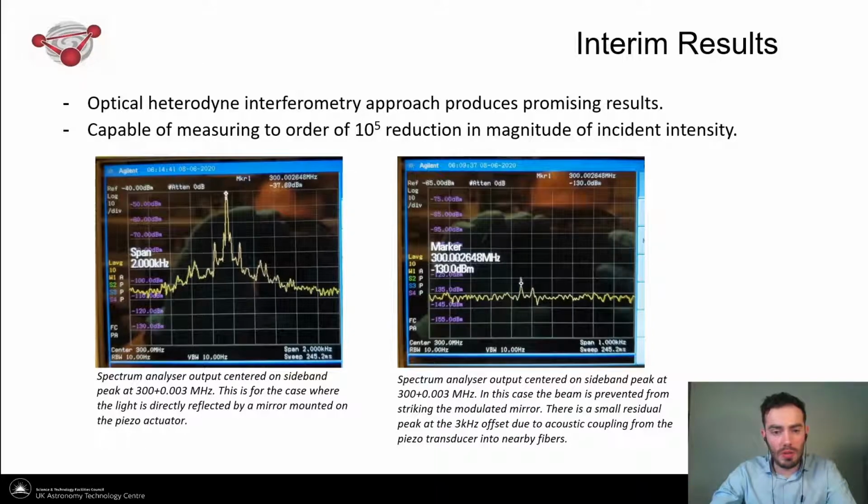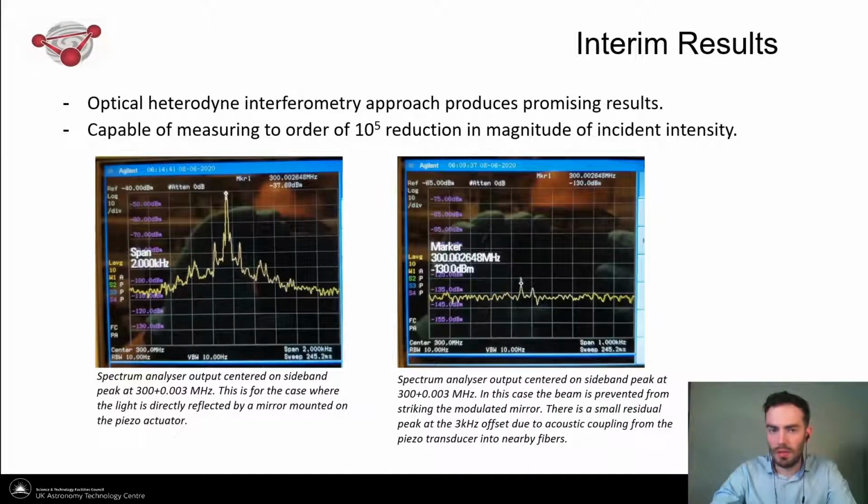The image on the right corresponds to the scenario where the beam is prevented from striking the modulating mirror at all. It shows a noise floor of about minus 137 dBm, with a small residual peak due to acoustic coupling from the piezo transducer into the nearby fibers. Comparing the full reflection peak to the noise floor, we achieved a measurement of a reduction in intensity of the order of 10 to the 5.